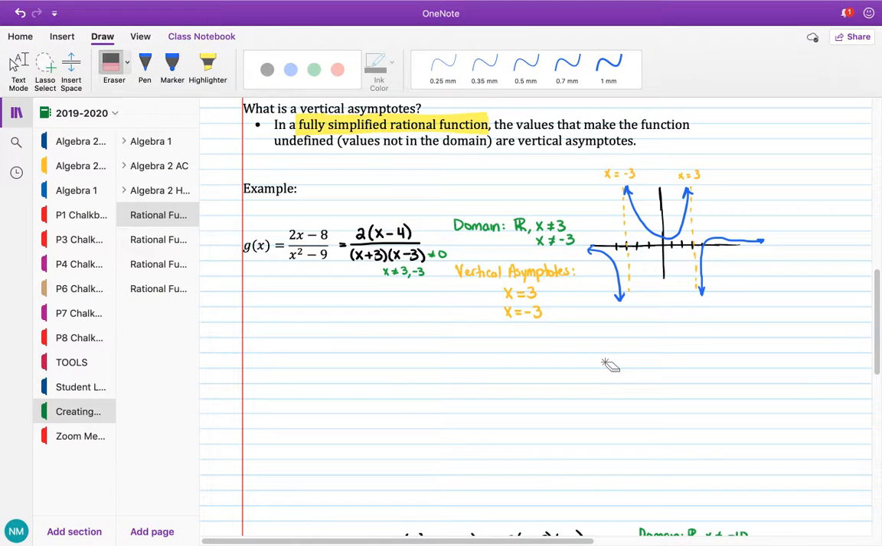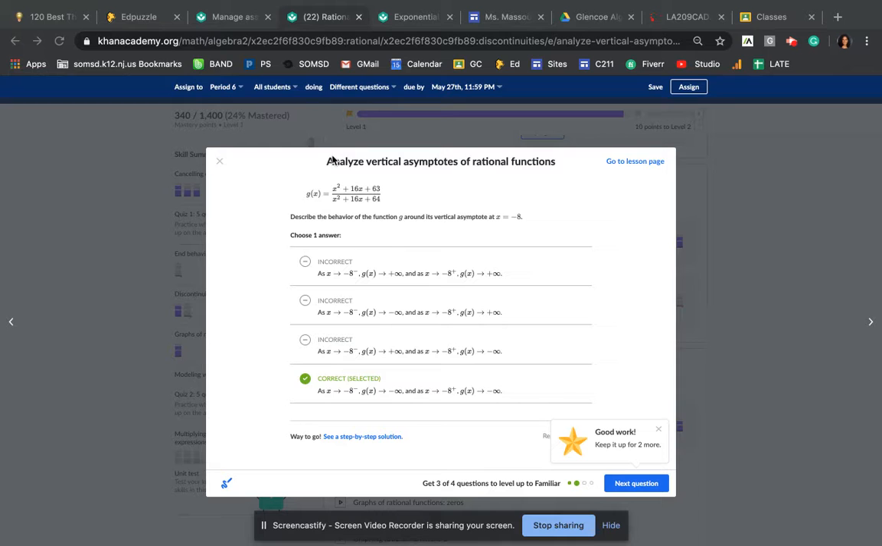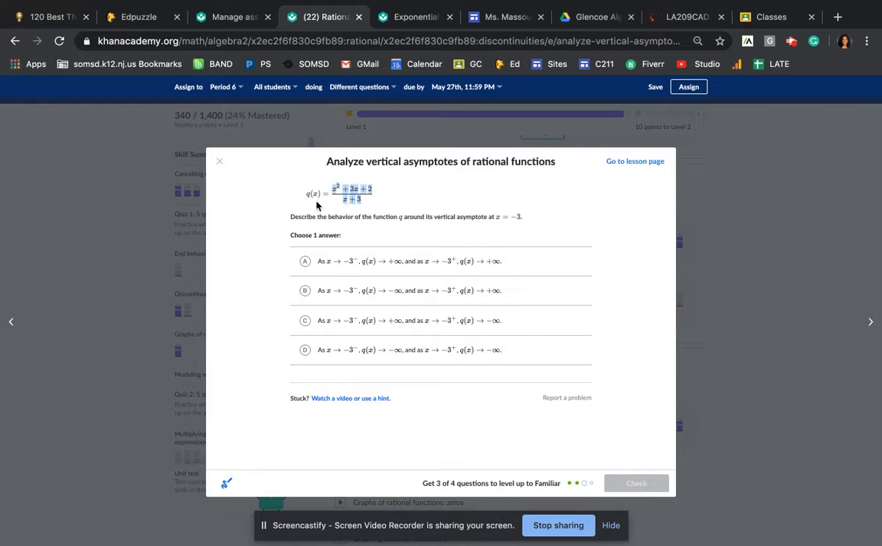So this is going to be just a continuation of vertical asymptotes. You guys have a Khan Academy assignment that you are going to be doing that asks you questions like this, where you have to analyze the asymptotes of a rational function. And so given a function like this, describe the behavior of the function q of x around the vertical asymptote of -3. We already know a vertical asymptote at -3 exists because x plus 3 is a denominator, but it's asking where is the function going as it approaches -3.